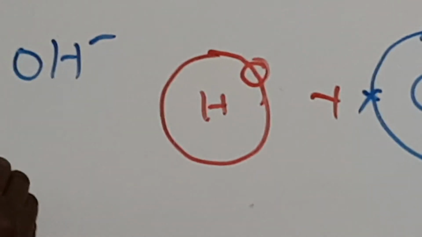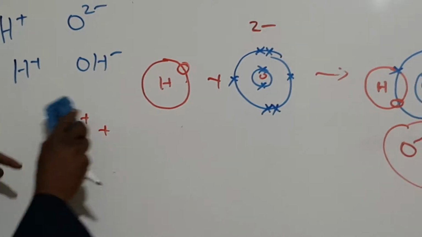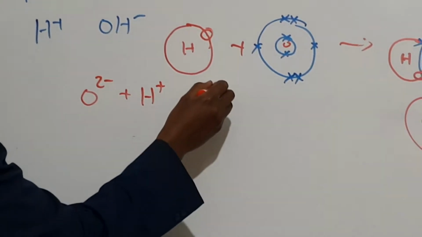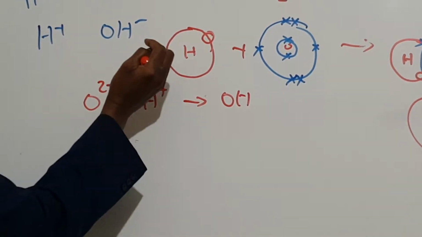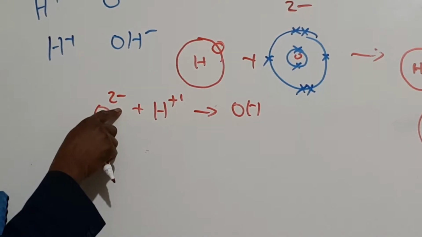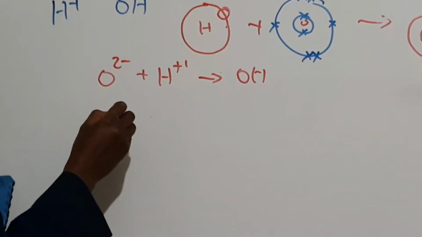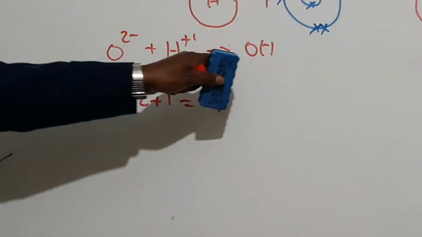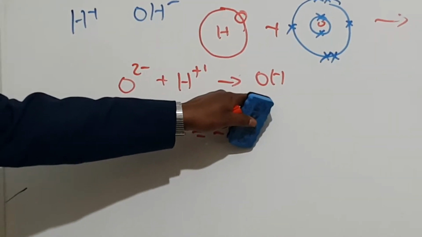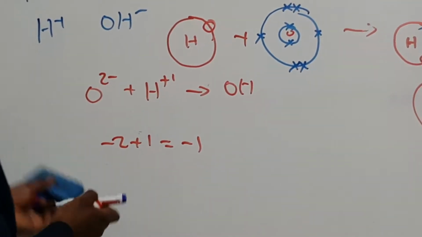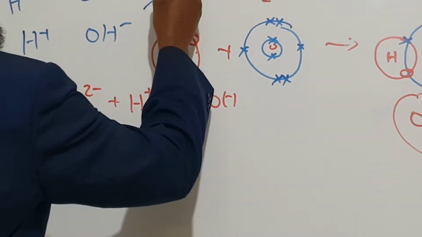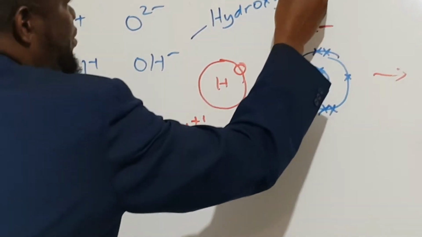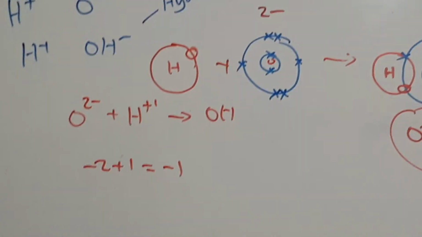So it's like this: oxygen 2 minus reacts with hydrogen 1 plus. What would you have? OH, with 1 positive plus 2 negative, minus 2 plus 1, this is minus 1. So the charge on the hydroxide molecule, they call it hydroxide. Yes, a hydroxide ion.